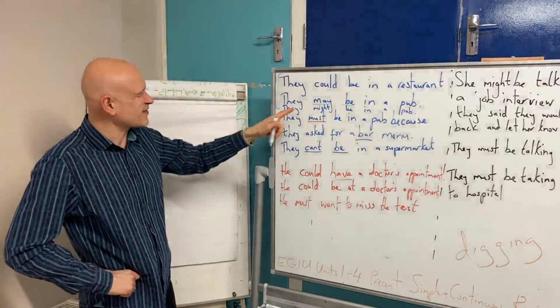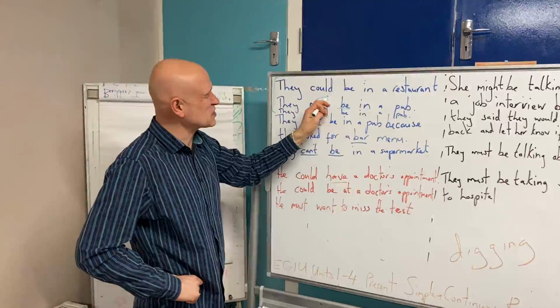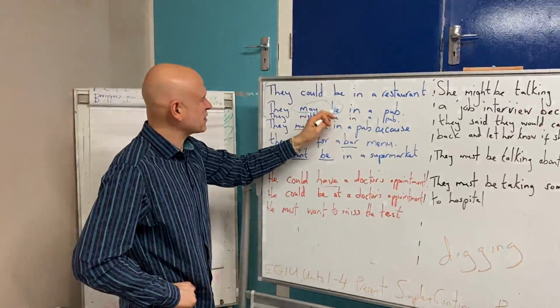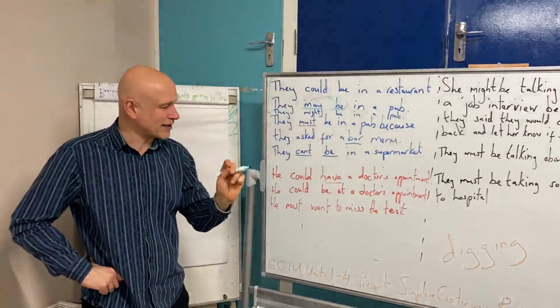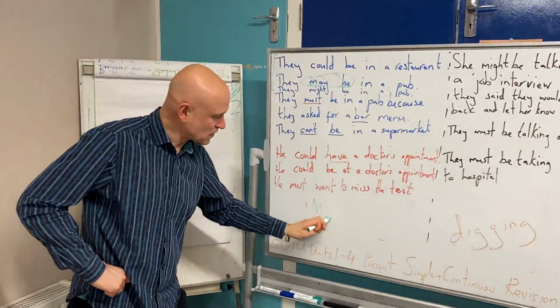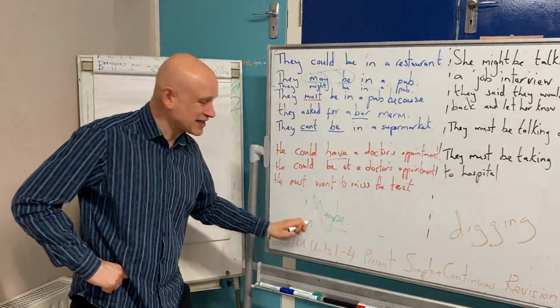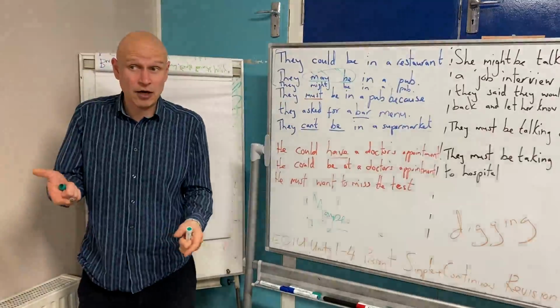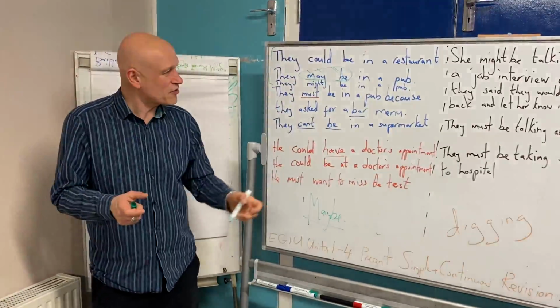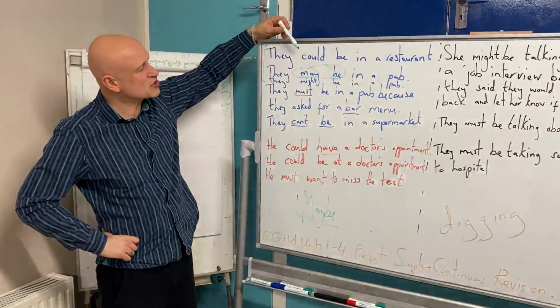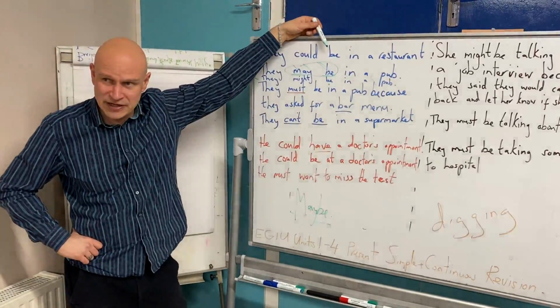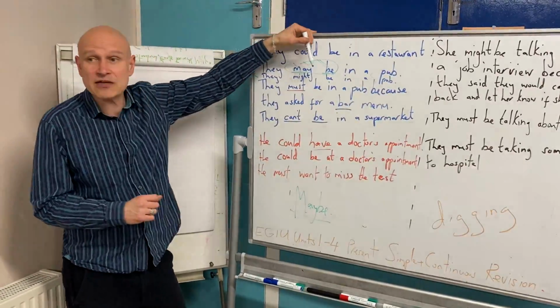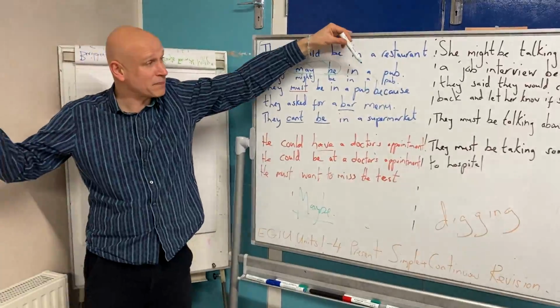Little note, I don't really like the use of this one because it's too much like the word maybe. And we use this word in a different way. We'd say maybe they are in a pub. So that's why I don't like using this. I like to use they could be in a restaurant, or they might be in a restaurant. Or they might be in a pub.